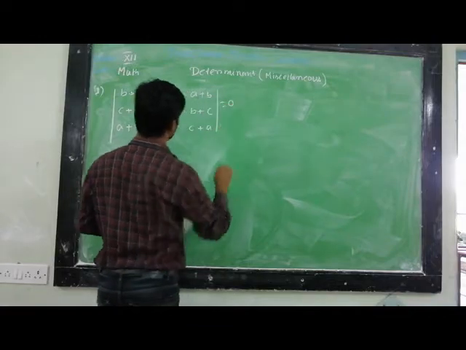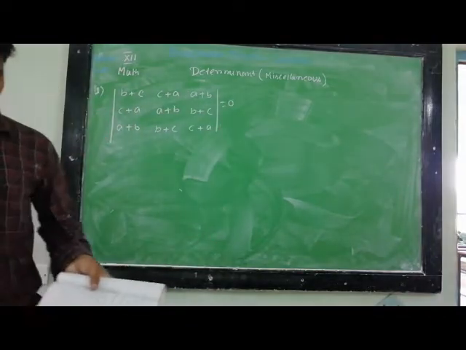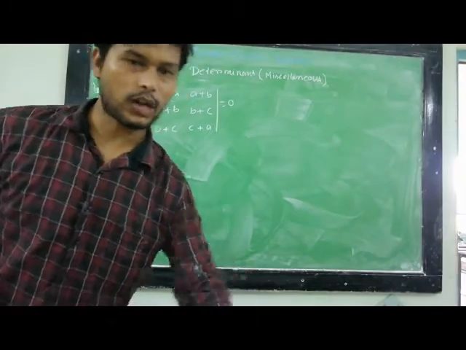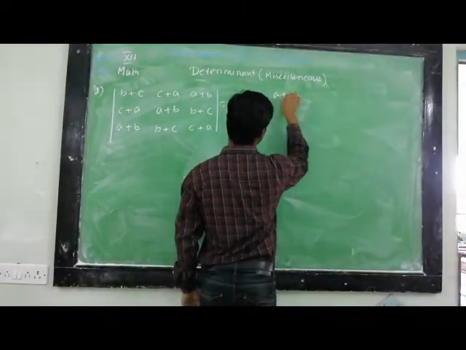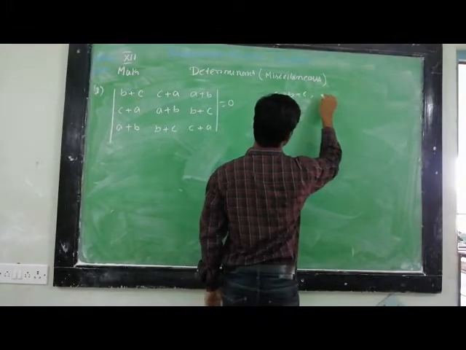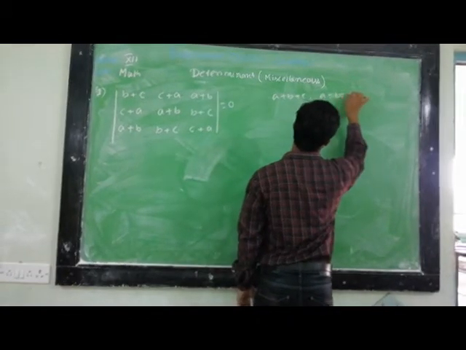Equal to 0. From this condition we have to prove that either a plus b plus c equals 0 or a equals b equals c.